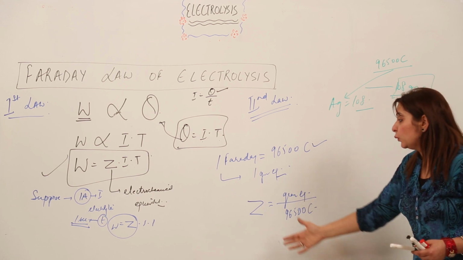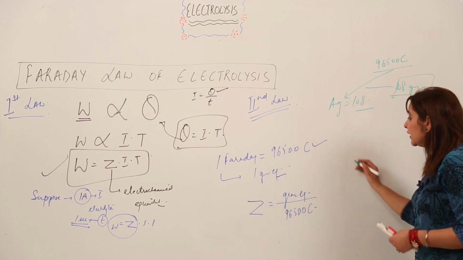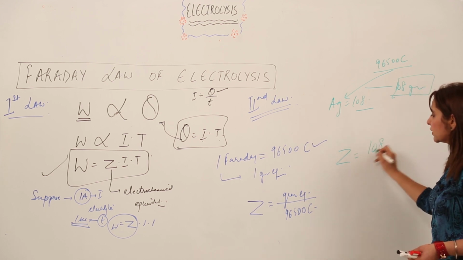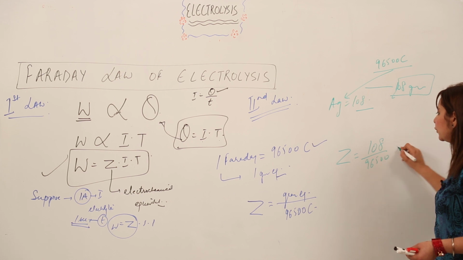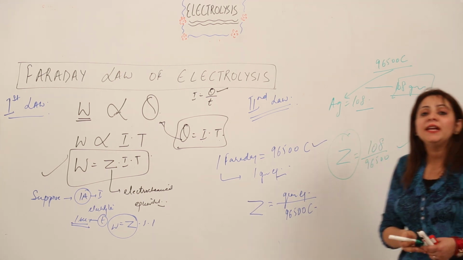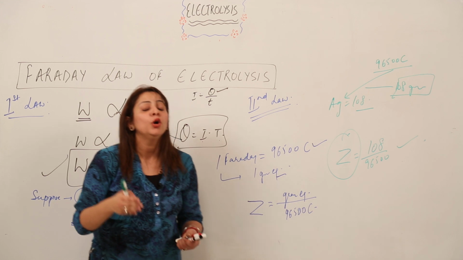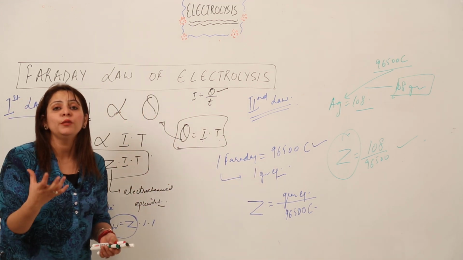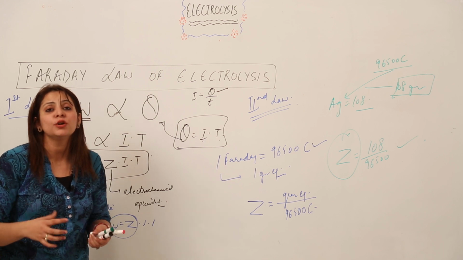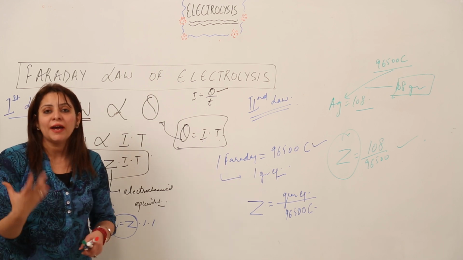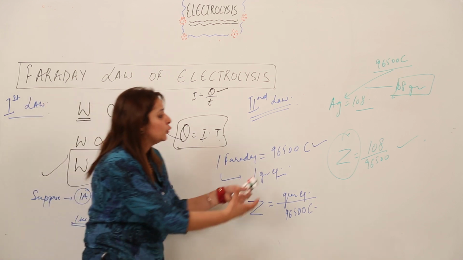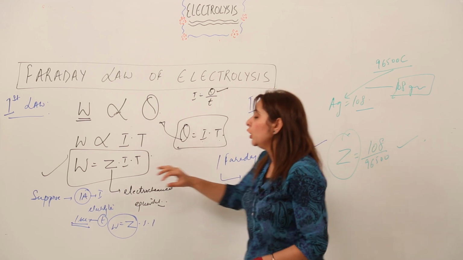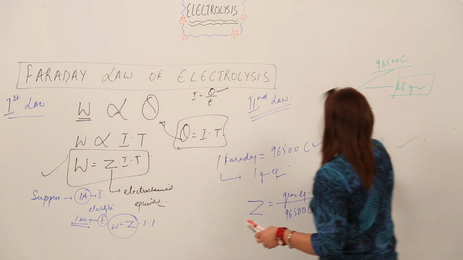If I wish to calculate the electrochemical equivalent for silver, I put Z equal to the gram equivalent, 108, divided by 96500. So this gives the value of electrochemical equivalent. This is how you use the first law, as it decides what weight of substance we get at the electrode after electrolysis, on what factor it depends, and how we can calculate Z for it. Now this is the first law. Now let us see the second law.